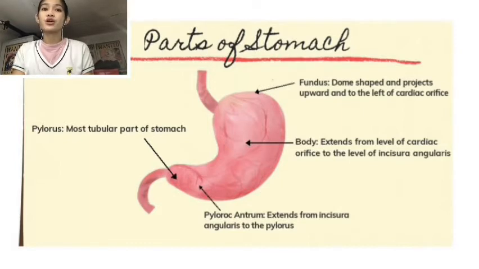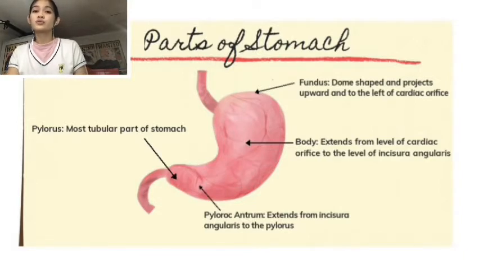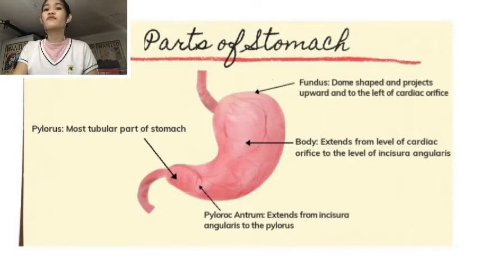We also have here the pyloric antrum. It is commonly known as the gastric antrum. It extends from the incisura angularis to the pylorus. And lastly, we have the pylorus. It is the most tubular part of the stomach. It connects the stomach to the duodenum, and it's also known as the valve that opens and closes during the digestion. Under the pylorus, we can see the thick muscular wall, which is what we call the pyloric sphincter. And we also have the cavity of the pylorus, which is known as the pyloric canal.